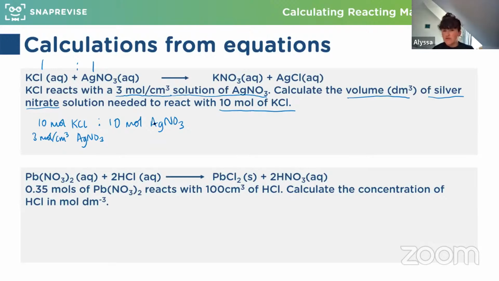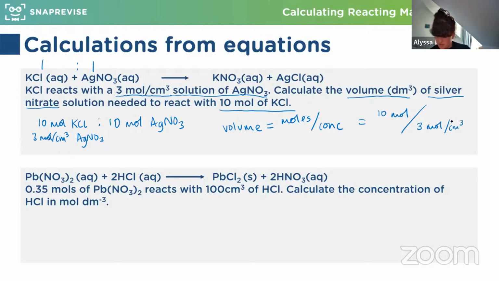So that means we're going to need to use a rearranged version of our equation. So we don't want to find moles this time, we want to find volume. So volume is equal to moles divided by concentration, and you can use the equation triangle if that's your thing, or you can rearrange a written equation, whichever suits you. Let's just plug the numbers in. So we've got 10 moles divided by our concentration, which is 3 moles per centimeter cubed.